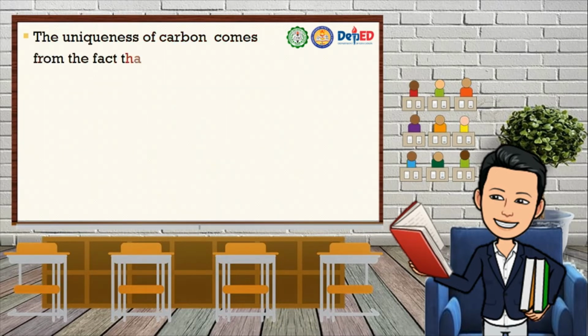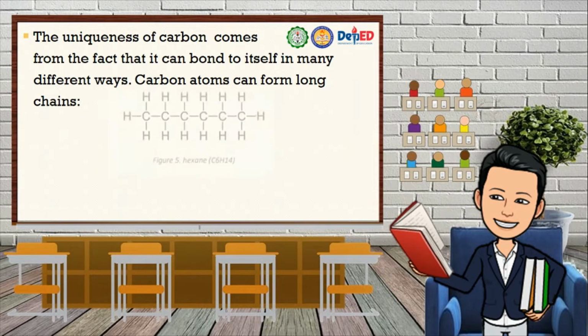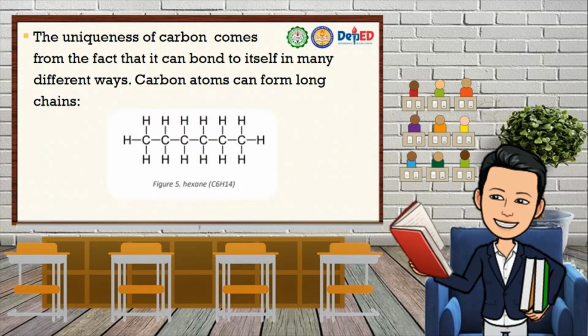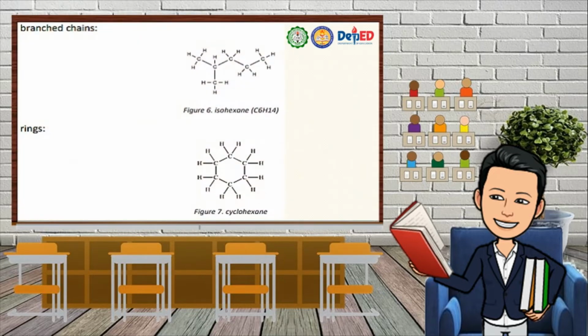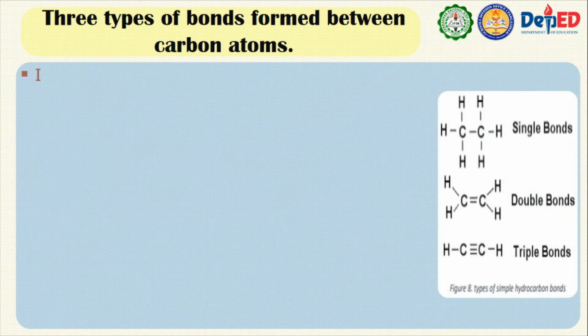What is unique about carbon is that it can bond to itself in many different ways. Carbon atoms can form long chains like this. It could also form branch chains and rings like this. There are 3 types of bonds formed between carbon atoms.